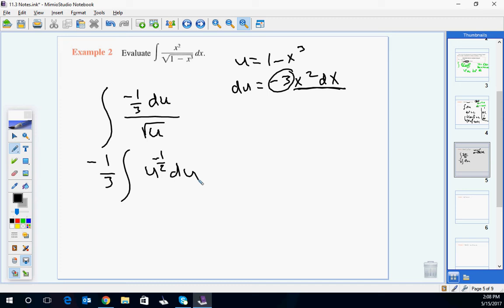So remember, when you're doing the antiderivative, you're going to add one to the exponent. So this is going to be u to the 1/2. There was nothing here before, so it has to be a 2, right? That du is gone, because of the antiderivative. We'll put this here for a second.